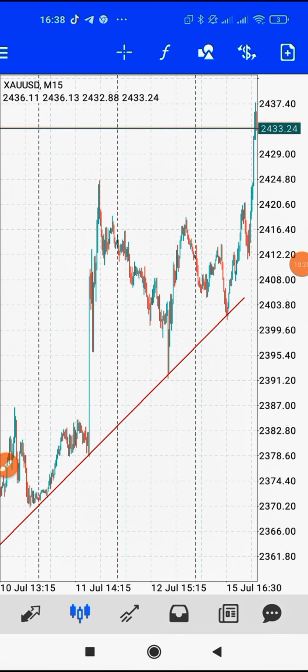Now in the 5 minutes time frame, I always wait for a break and a retest. When I have a break and a retest, then I know that my trade has been confirmed. I take my trade and we're good. Don't forget, always look for a break and a retest. It's very important.